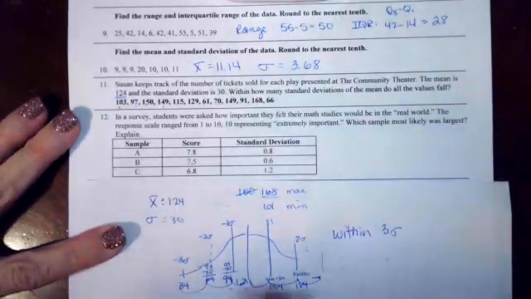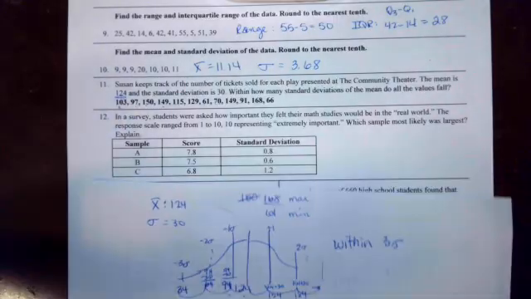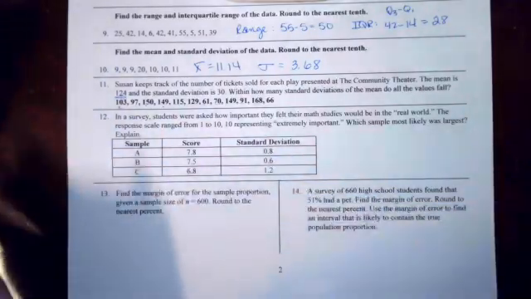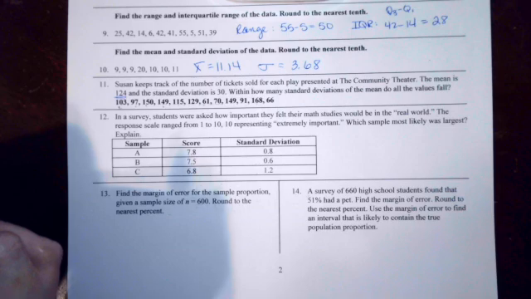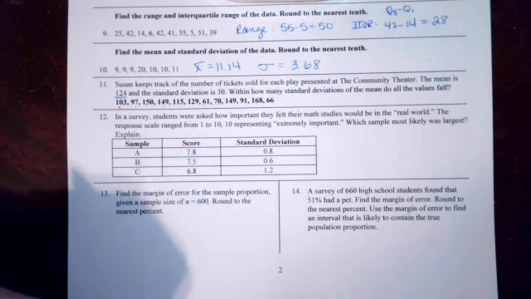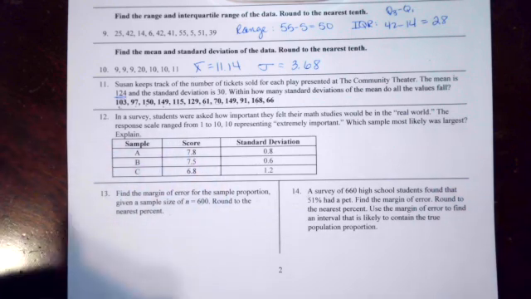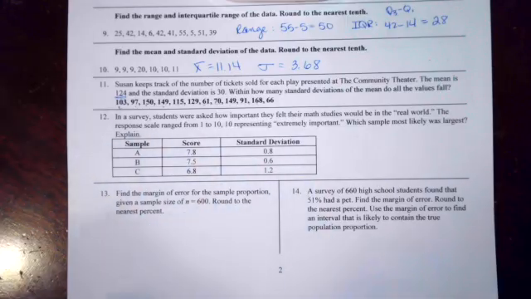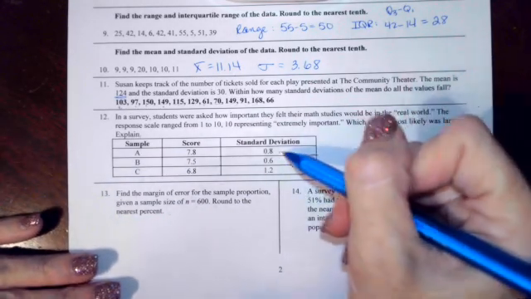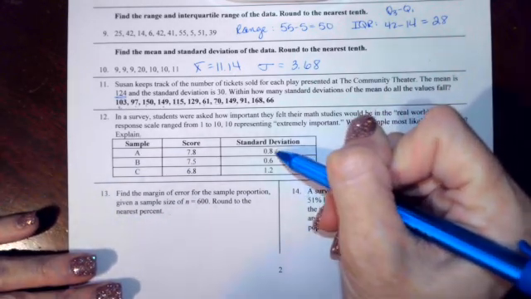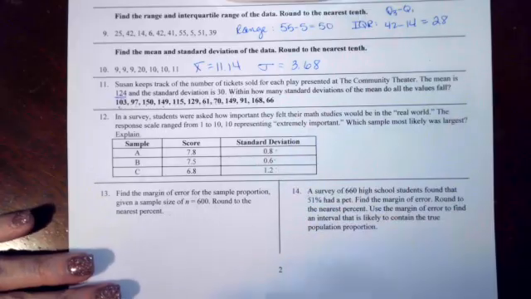All right, I know that's kind of abstract, but it's also not too bad, so don't overthink it. Number 12, in a survey, students were asked how important they felt their math studies would be in the real world. The response scale ranged from 1 to 10, 10 representing extremely important. Which sample was most likely the largest? So we're looking at our standard deviation. Remember, the smallest standard deviation usually corresponds with the largest sample.